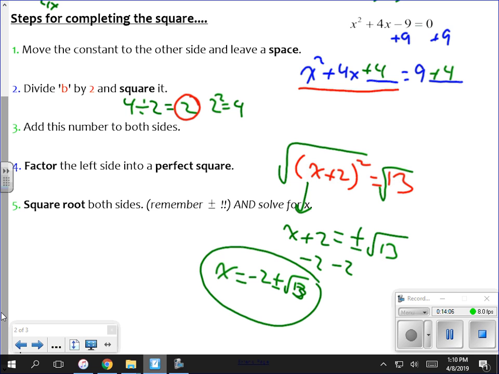Just like when we factored, you got 2 answers. I have negative 2 plus the square root of 13, and I have negative 2 minus the square root of 13. Plus and minus, I got 2 answers there. If you follow the steps, it's not hard. Step by step, get through the problem. The steps are also laid out for you.